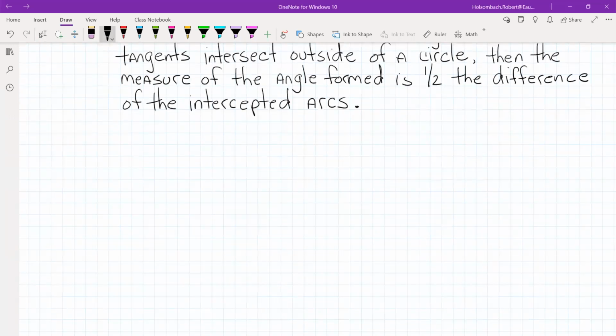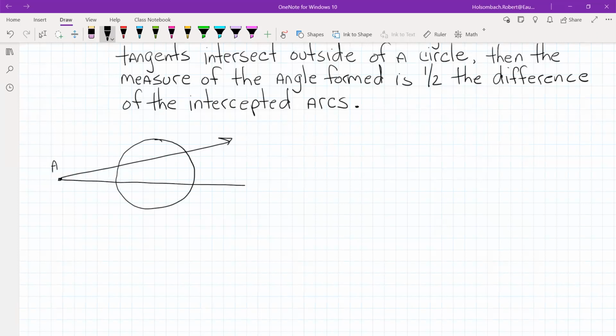All right, so we start off with two secants. And these two secants originate at point A. So we're going through the circle here, through the circle here, and the measure of angle A is equal to 1/2. Let's label these B, C, D, and E. 1/2 of arc DE minus arc BC.